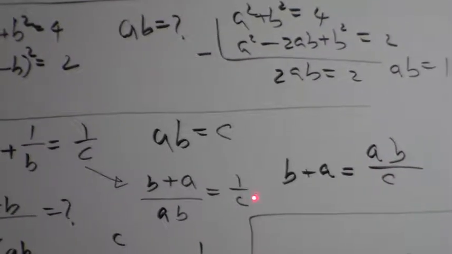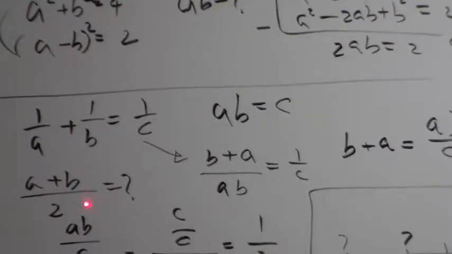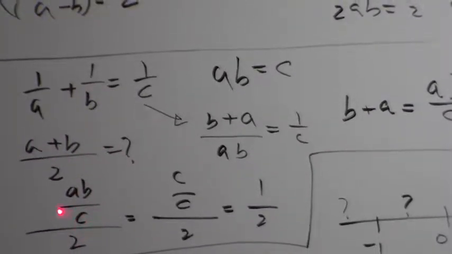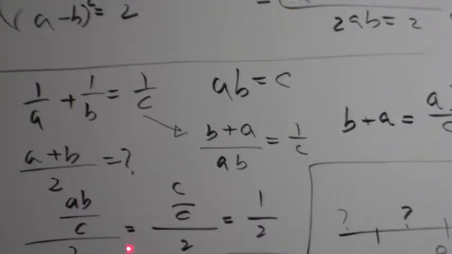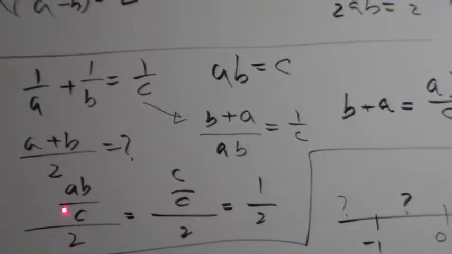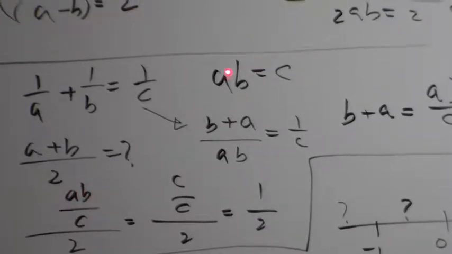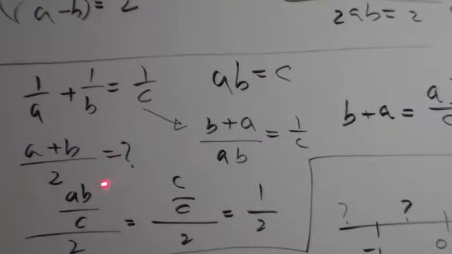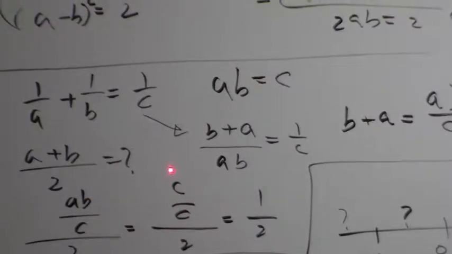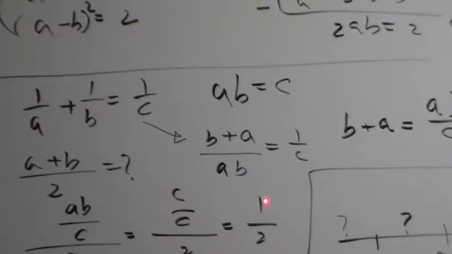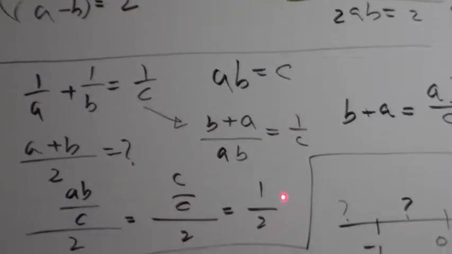Simply we plug this in over there. So that is ab over c divided by 2. Then they say ab is c, right? From the given condition, ab is c, so I plug this in, c over c. So this is going to be 1, so 1 over 2. So 0.5. Answer is 0.5.